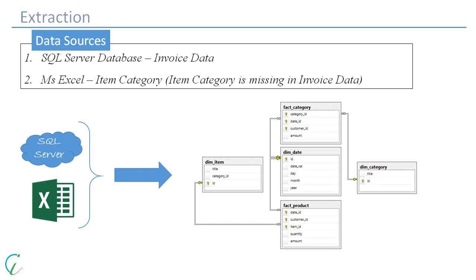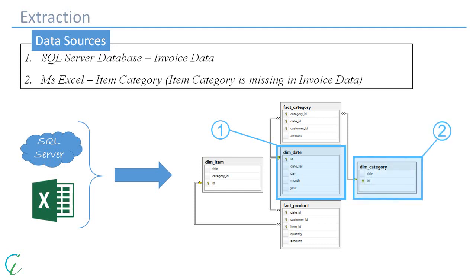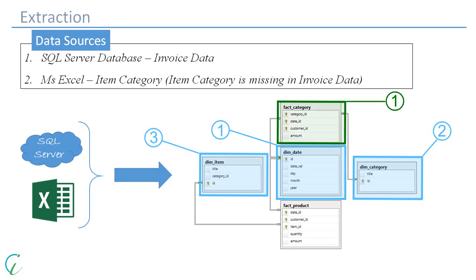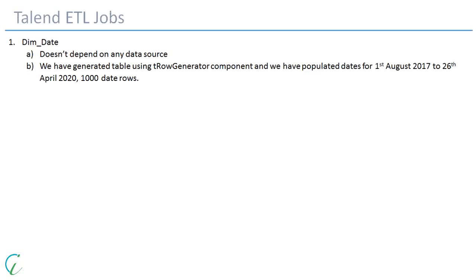We have designed a very primary data warehouse with 3 dimension tables. First is dim date, second dim category, and third dim item. We will have 2 fact tables. First, fact category, and second, fact product. Let us understand the Talend jobs where we will populate all these tables.